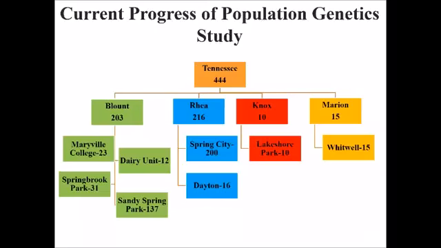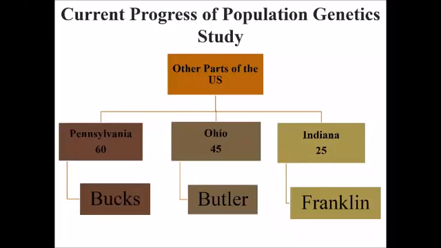And then my current progress of population genetics. As I mentioned before, I'm going to have 5 different counties from Tennessee, and each of the 5 counties will have 3 different sites. So in this case, I'm going to have 15 different populations from Tennessee. And this is my current progress of the population genetics study. We finished the 2015 collection season. So this is my current situation: 4 different counties, and I have moderately good results. For other parts of the US, I have samples from Pennsylvania, Ohio, and Indiana.